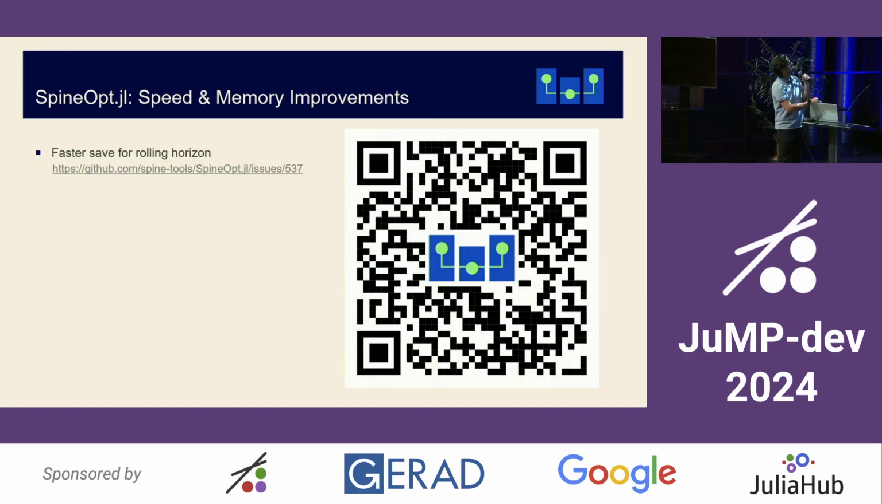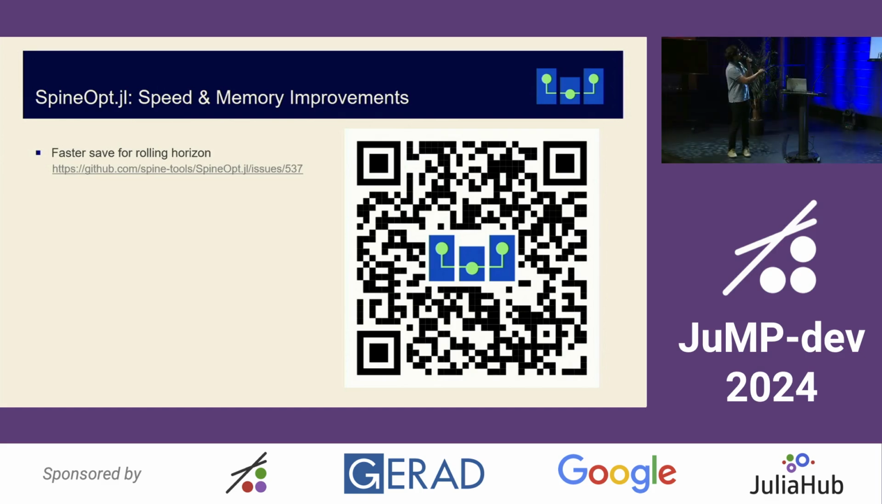Okay, so some improvements that we have done in the code that I think are interesting to share. We have here the issue, if you want to take a look. For example, to solve faster in the rolling horizon, in this issue we were working with dictionaries, and that was slow to save. Then we switched to use Arrow.jl, and we improved a lot how we store and save the results.